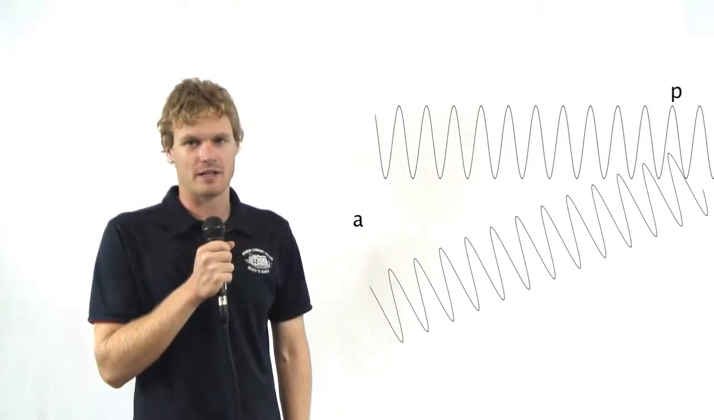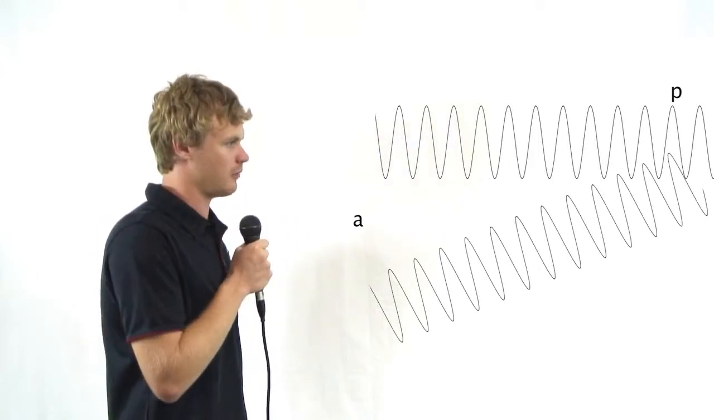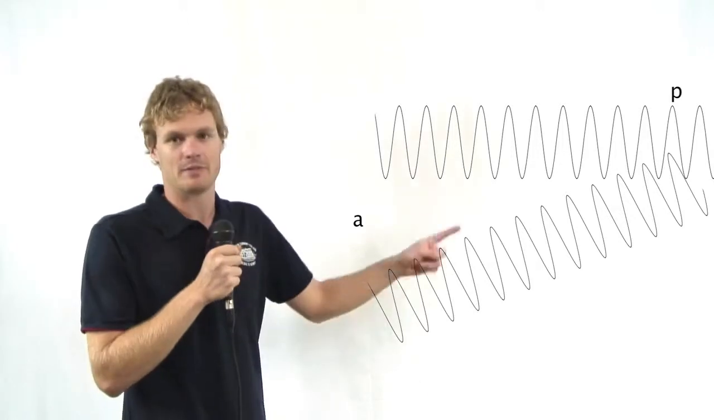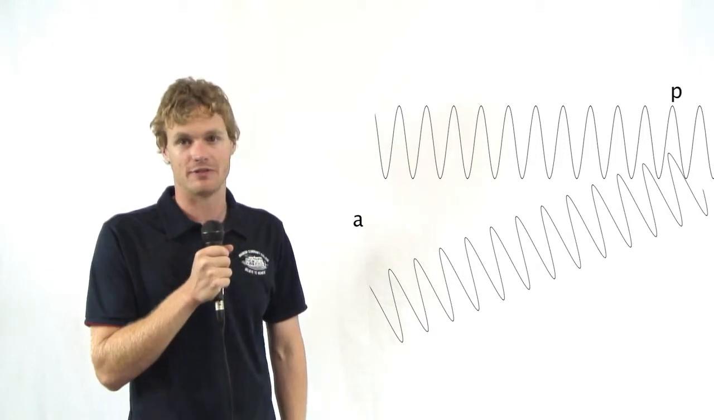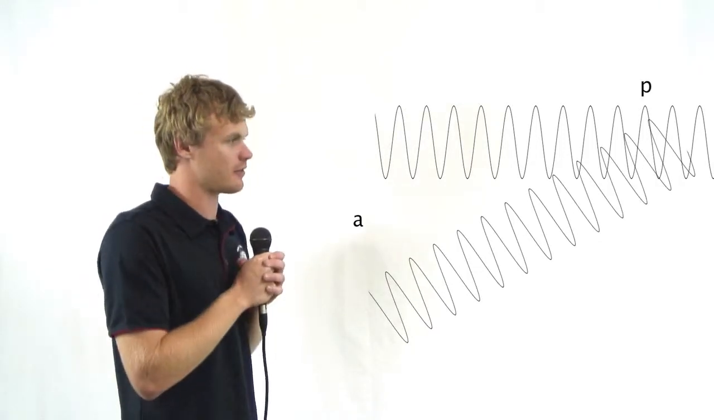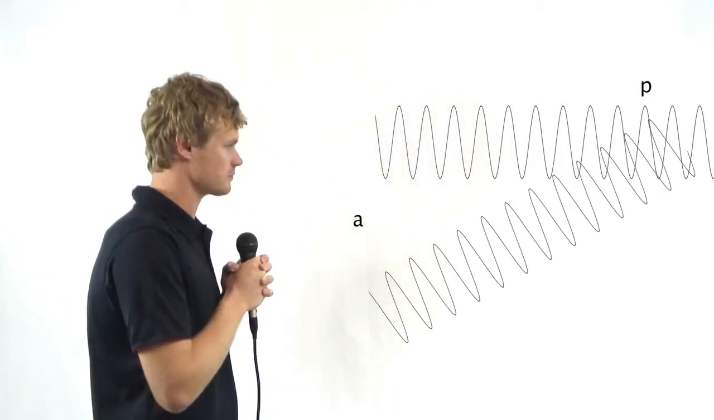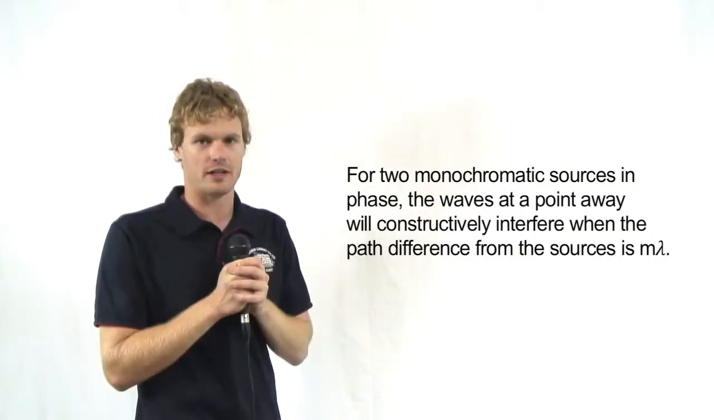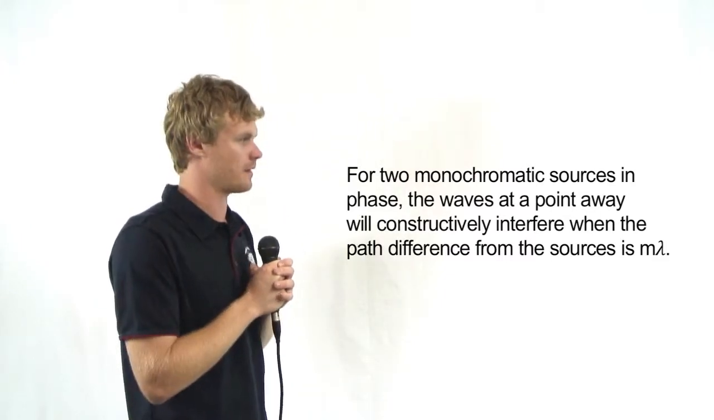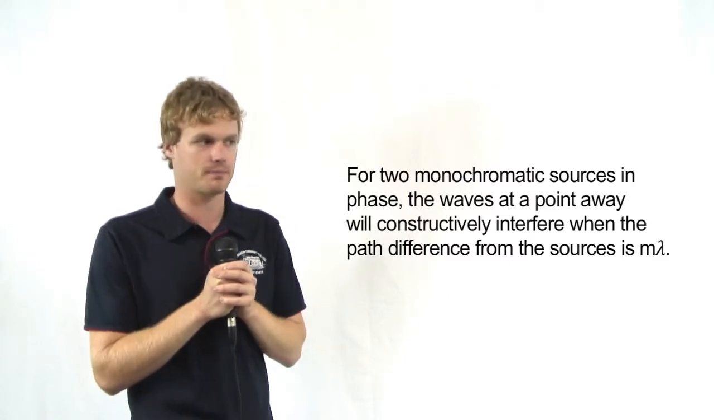When they arrived at the same time, they were in phase and they constructively interfered. When they arrived with an m lambda wavelength difference, they still constructively interfere because they're still in phase. If they arrive m plus a half lambda wavelength away, they're going to destructively interfere. So, if we have two monochromatic light sources with two waves, they can constructively and destructively interfere with each other.